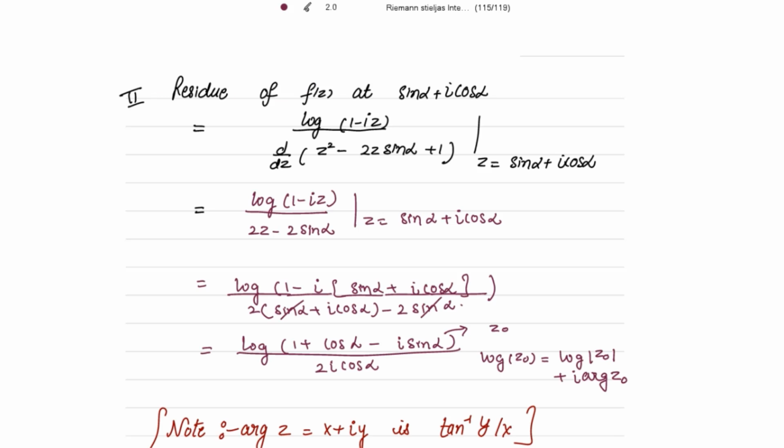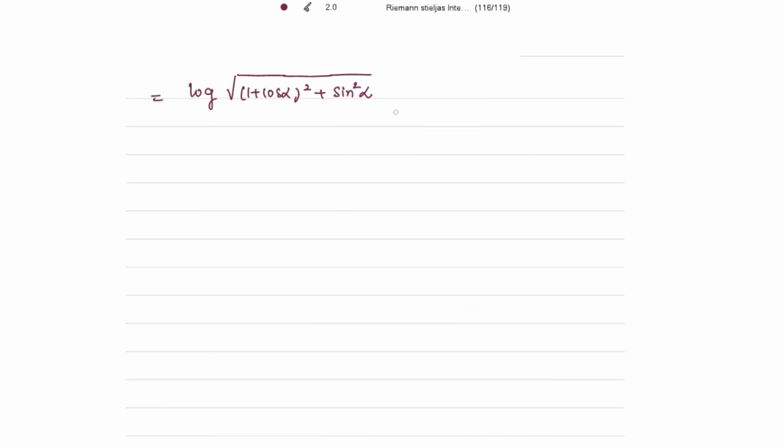So log of square root of 1 plus cos alpha whole square plus sine square alpha. Shall I write the formula? Is there any need to write the formula again? Is it clear if I solve directly? See, log of mod of z naught. What is mod of z naught? Real part whole square plus imaginary part whole square. Clear to you? That is what I have written.